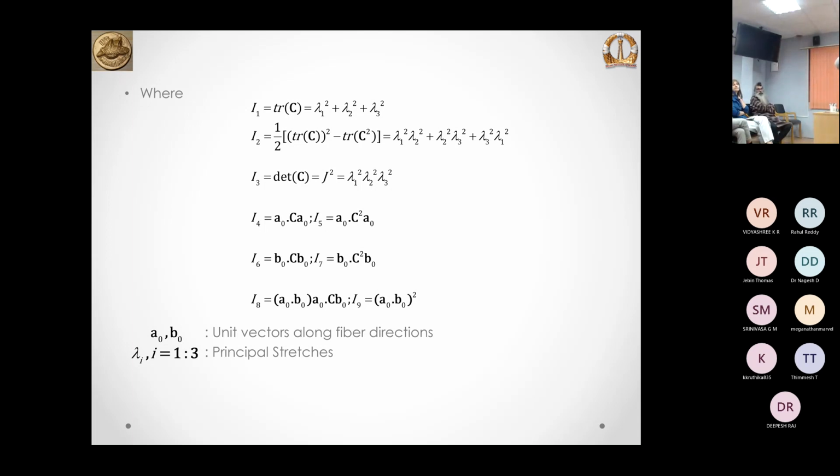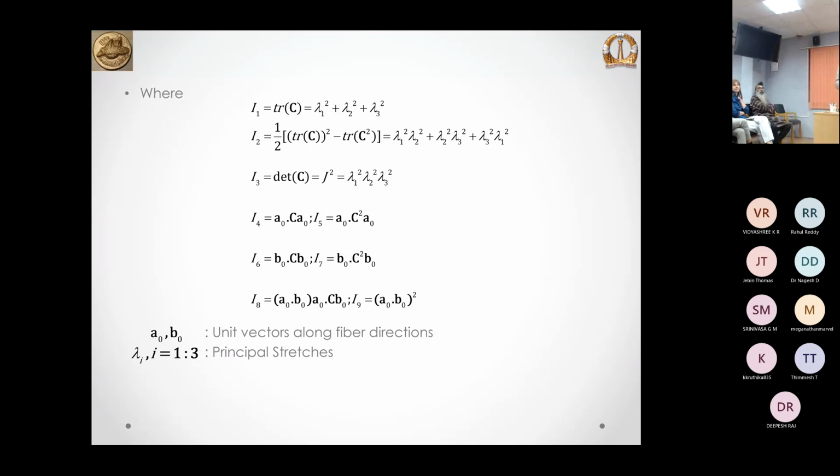So it is trace of C, trace of C square, and so on. A naught and B naught are the unit vectors along the fibers. These are the five invariants, and lambdas are the principal stretches. So they are defined like the final length to the initial length. So they are always greater than 1.